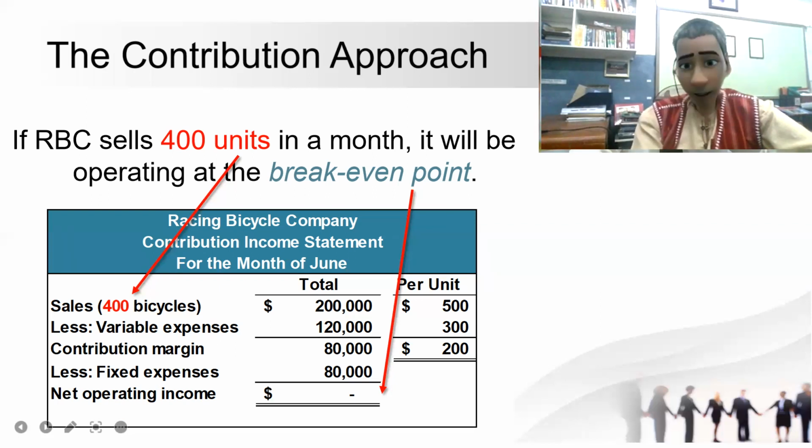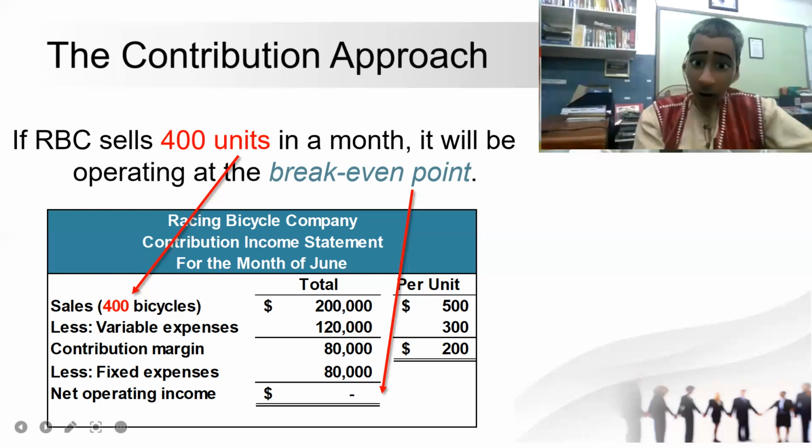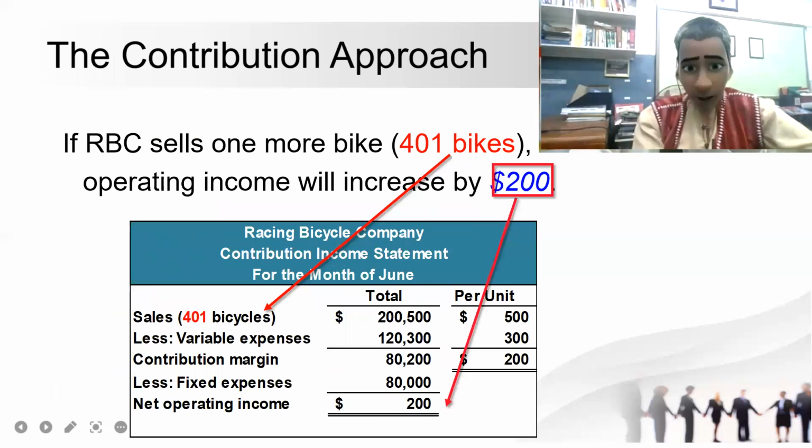So therefore, your employees must target to sell more than 400, basically, to be able to have an income. If RBC sells one more bike, that means 401 bicycles, operating income will increase by $200 because one bicycle is worth $200. That is the income. So any sales more than 400 bikes is our net income. Okay.